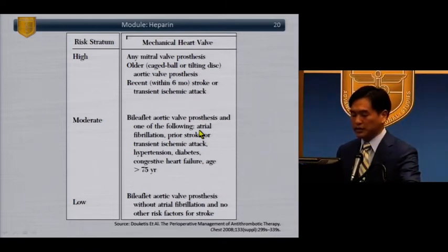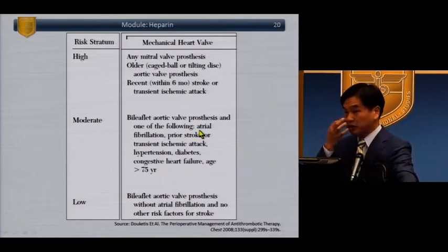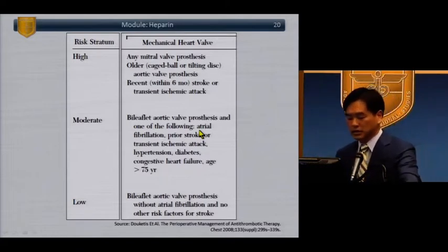Note that the magic cutoff for age is 75. Okay, it seems as longer I am, the higher that goes. That's okay.